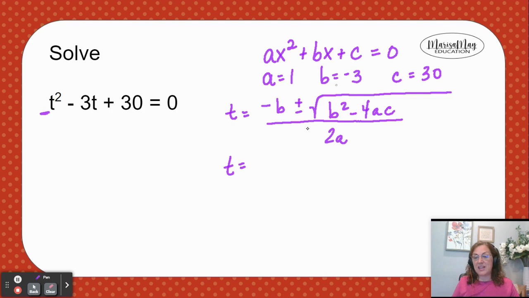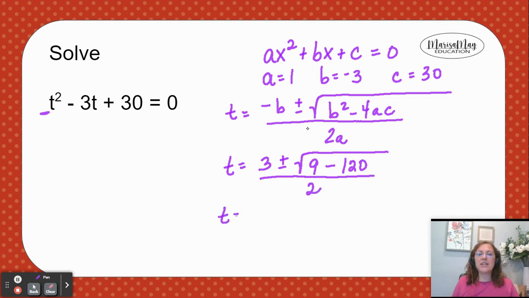So -b, since b is already -3, -b would be +3 plus or minus, and then b squared, well, -3 squared would be +9, minus 4 times a. 4 times a would be 4 times 1, which is 4, times c, which is 30. 4 times 30 would give us 120. All divided by 2 times a, or 2 times 1. So we get that t equals 3 plus or minus the square root of -111 divided by 2.